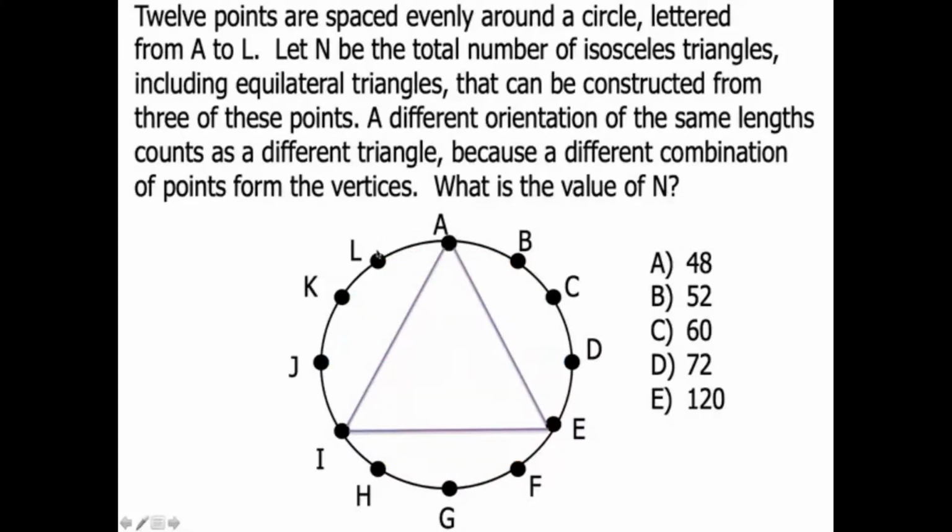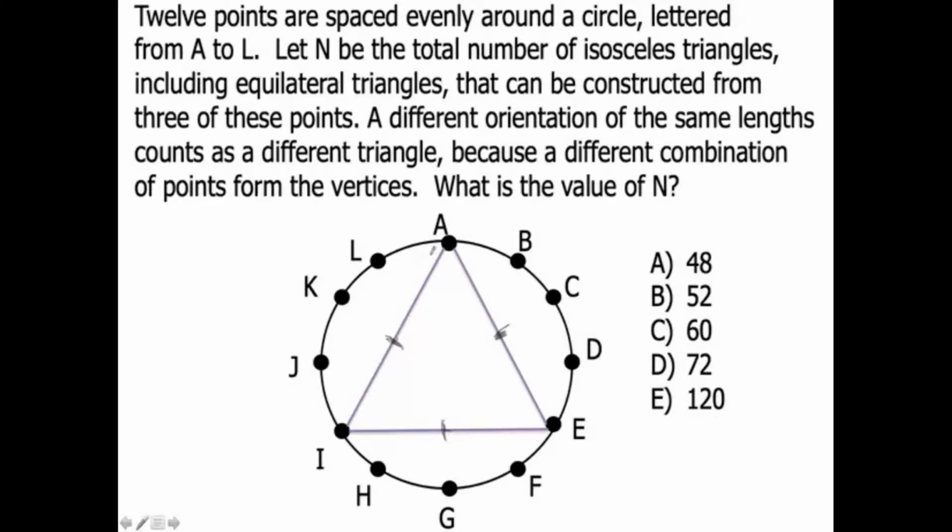So let's zoom in on one of these particular isosceles triangles we drew. AEI is an isosceles triangle, but it's also an equilateral triangle, right? The distance from A to E, again, evenly spaced, 1, 2, 3, 4 points, is the same as the distance from E to I, evenly spaced, 4 points, is the same as the distance from I to A, another 4 points. So that's an equilateral triangle. Again, this might seem confusing since they say a different orientation of the same length counts as a different triangle. They are not saying that you can count the same triangle multiple times. The triangle AEI is the same triangle as the triangle EIA.